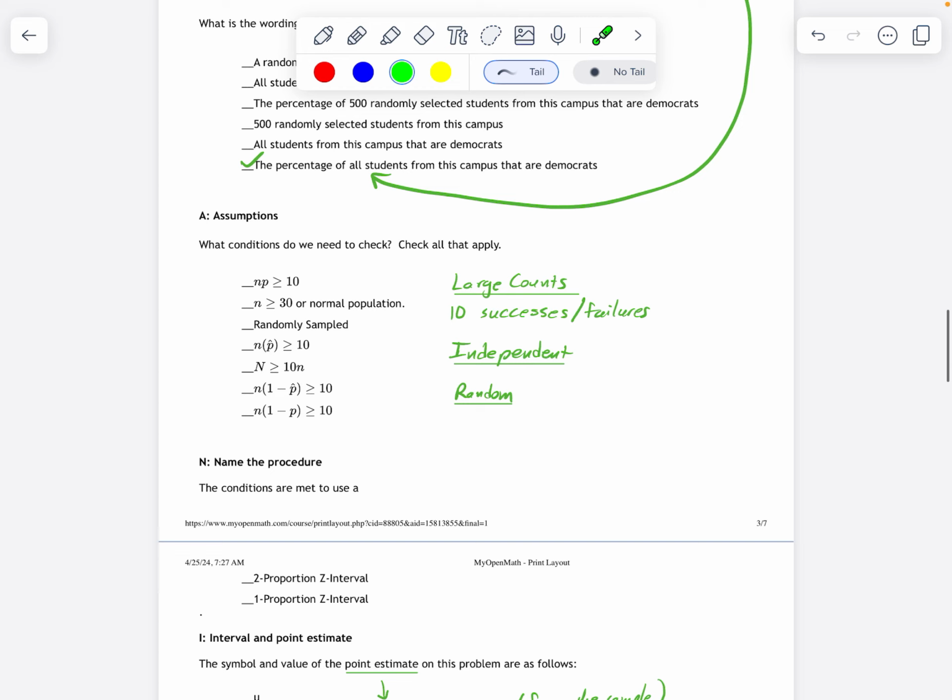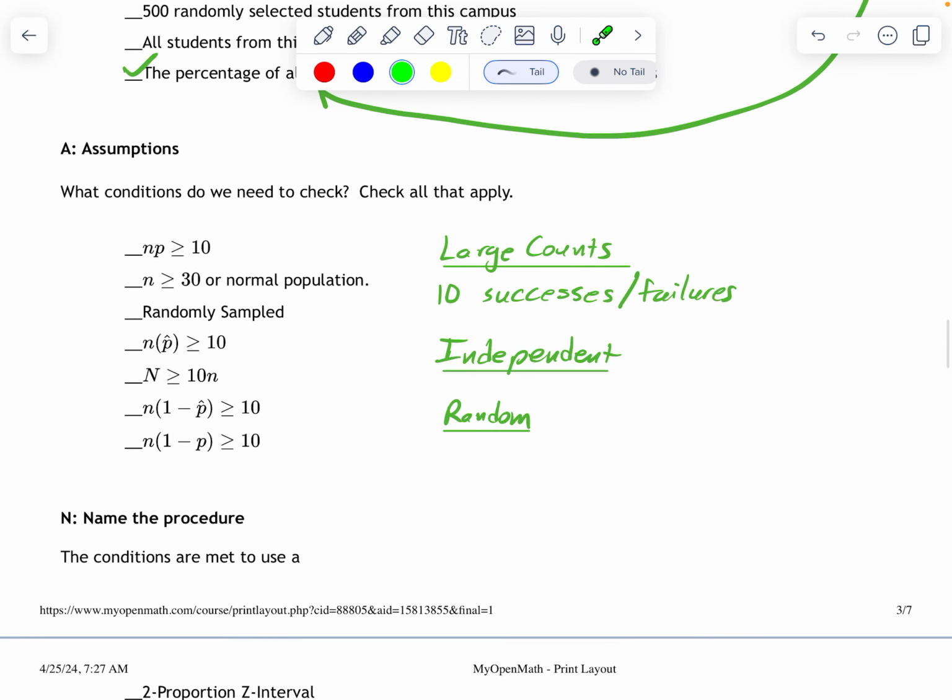What conditions do we need to check? With a proportion, there's these 3. Large counts means 10 successes and failures. Independent, we usually do independence, doing this, and then random. Now, you might be like, wait a minute, I have this and this that look the same. I think this is splitting hairs. Whoever authored this question, they chose the answer to be this.